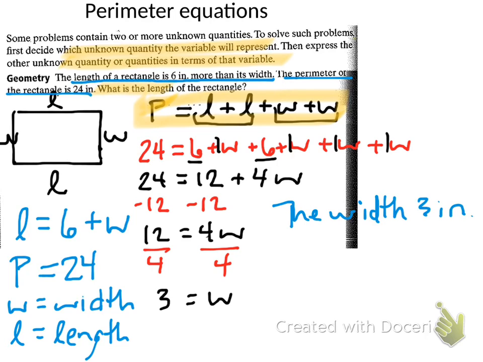Let's go back and check the question, make sure we answered it. It says, what is the length of the rectangle? Uh-oh, we found the width. So how do I find the length? I'm going to use this formula here that I wrote at the very beginning. The length is 3 plus 6.